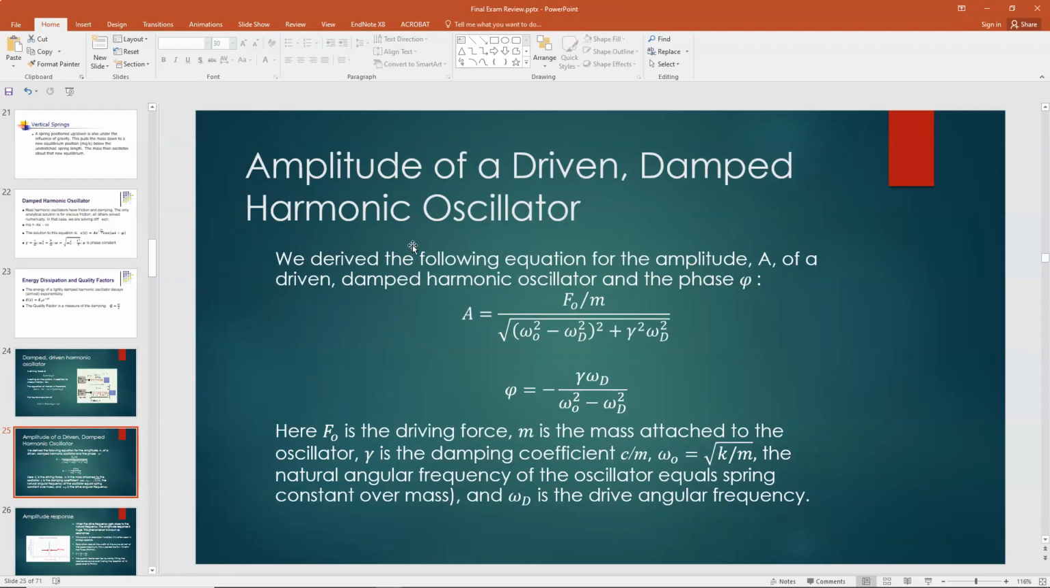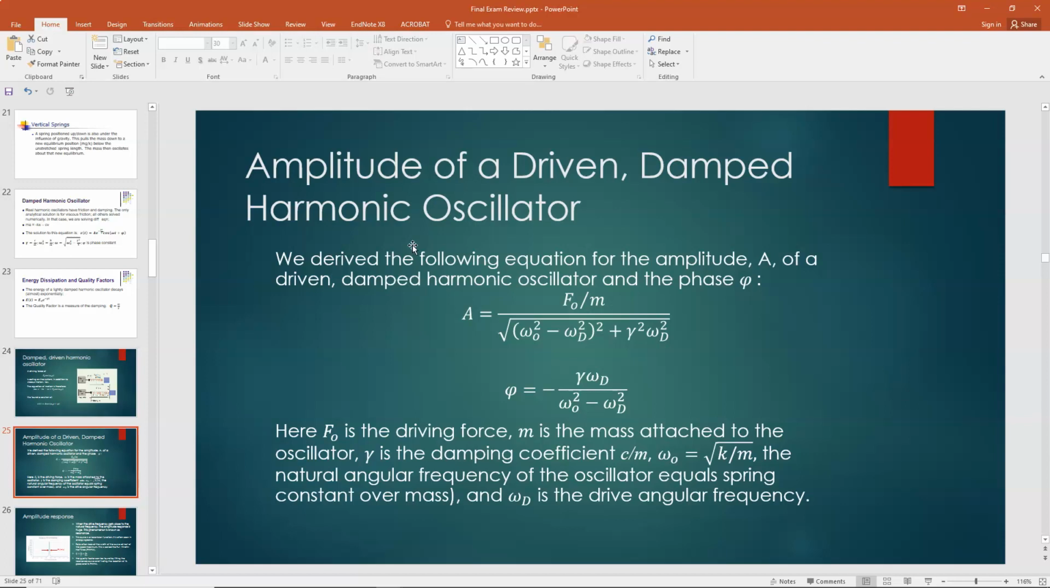Now, we derived the equations for the amplitude A of the damped-driven harmonic oscillator and for the phase. The amplitude was equal to F naught over m divided by the square root of (omega naught squared minus omega drive squared) squared plus gamma squared omega drive squared. The phase constant phi was negative gamma omega drive divided by omega naught squared minus omega drive squared.